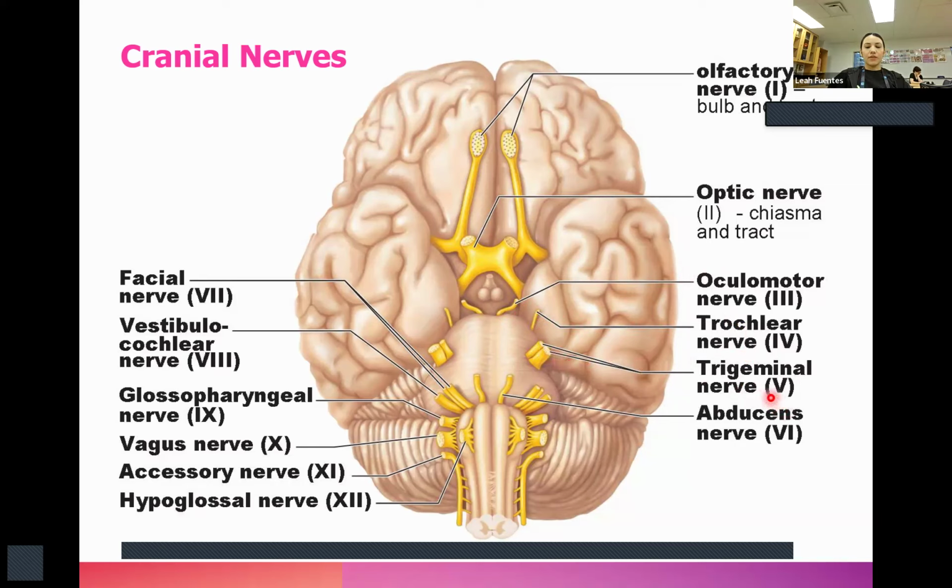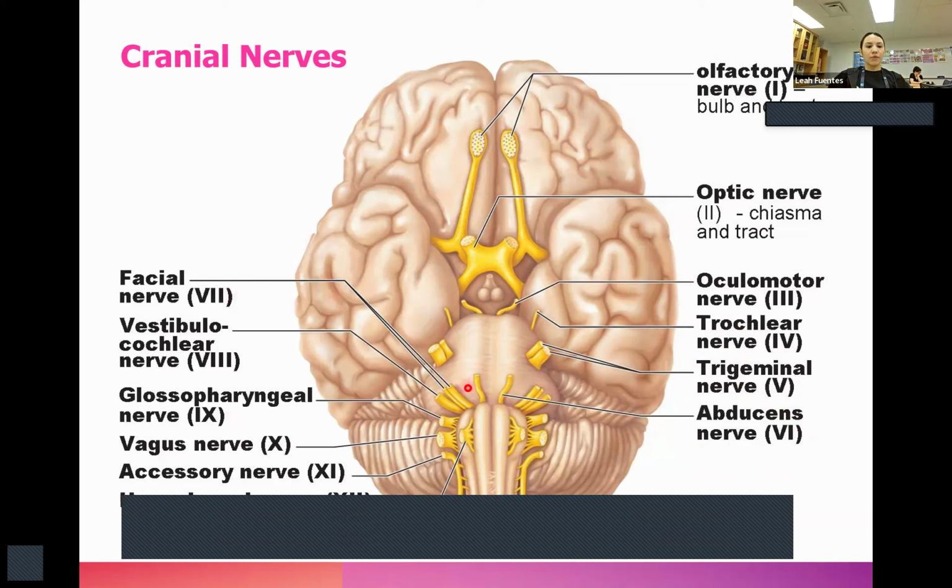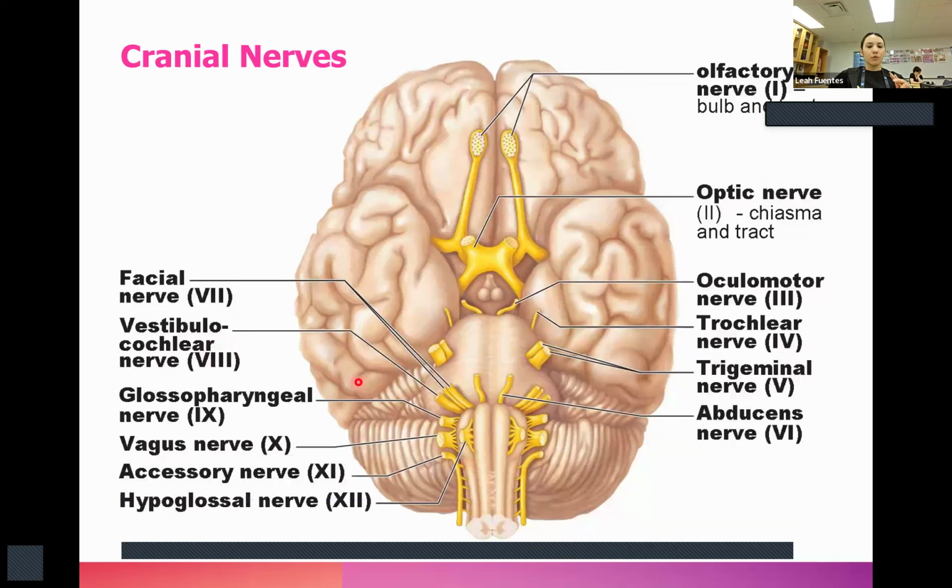Then we start moving down. We have our abducens nerve. That would be 6. We're moving on to 7, which is our facial nerve up here. 8 is our vestibulocochlear nerve, which you'll also have to identify on the ear model. We have glossopharyngeal, which is 9. Vagus nerve is 10. Accessory is 11. And then hypoglossal is kind of special, kind of different, and it sits on top up here.